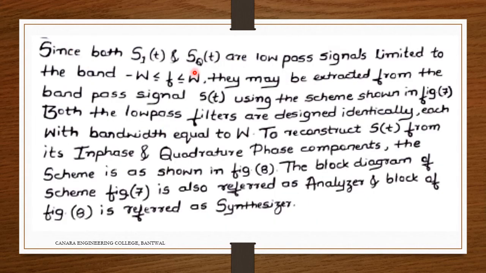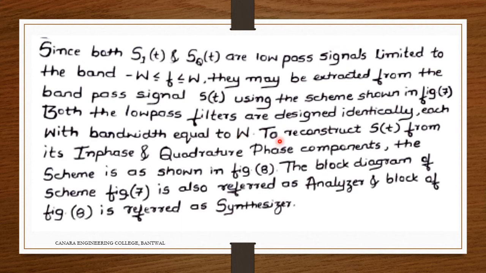Now since both si of t and sq of t are low pass signals limited to the band minus W less than or equal to f less than or equal to W, they may be extracted from the band pass signal s of t using the scheme which we have been showing in the next one. So what we have done here, graphically we will be plotting it as a block diagram so that we can understand it very easily. Here both the low pass filters are designed identically, each with the bandwidth equal to W. So they have been assigned the equal bandwidth of W.